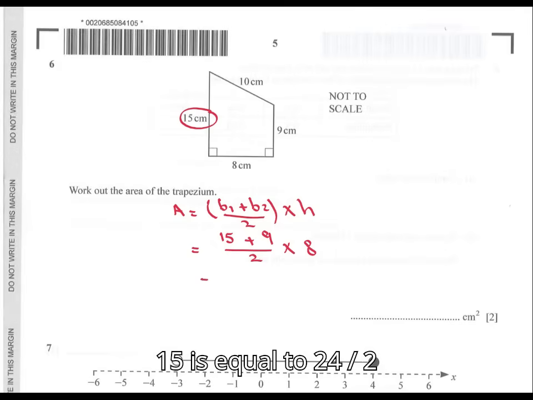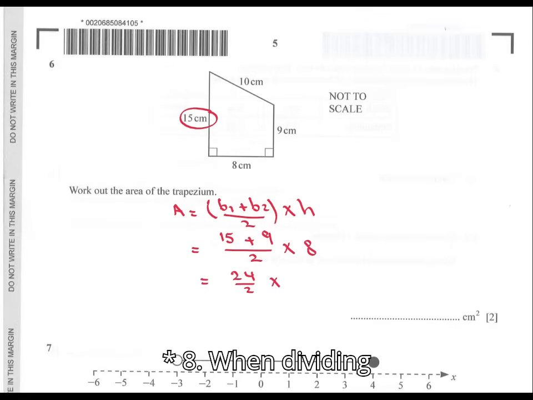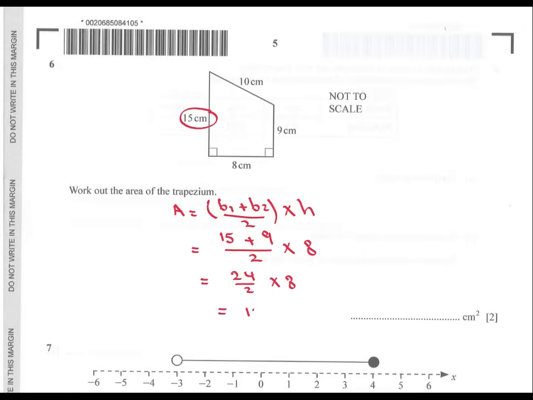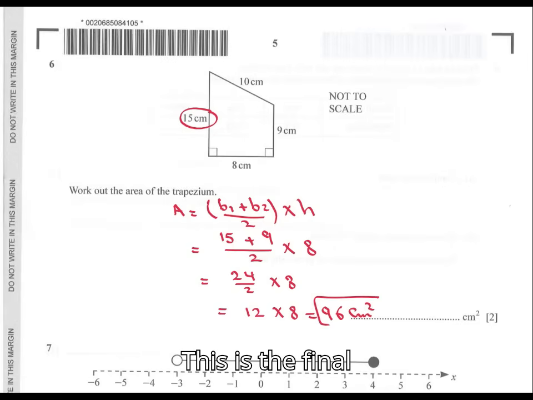15 plus 9 is equal to 24, over 2, times 8. When dividing 24 by 2, it will be 12. 12 times 8 is equal to 96 centimeters squared. This is the final answer. Question 7.